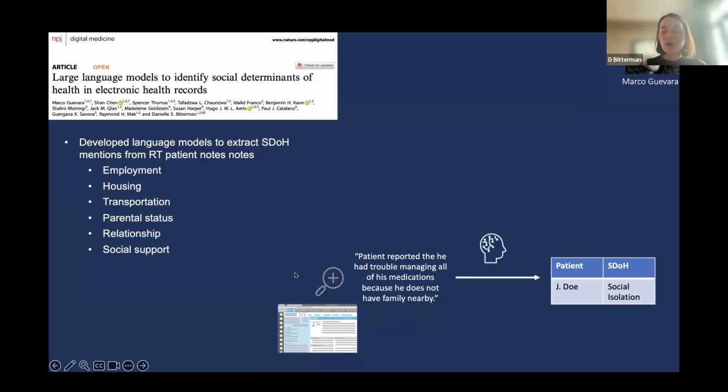So the goal was to create a model that can search through a patient's records, find notes that discuss social determinants of health, then have the model automatically structure that data so you can end up with a nice table populated with that patient's social determinants of health. And this type of thing you could see being replicated for all different types of outcomes and characteristics.